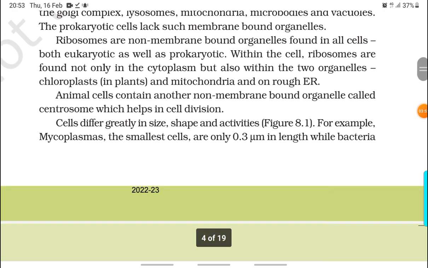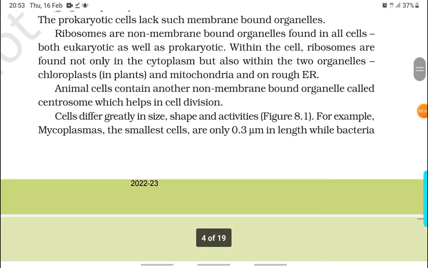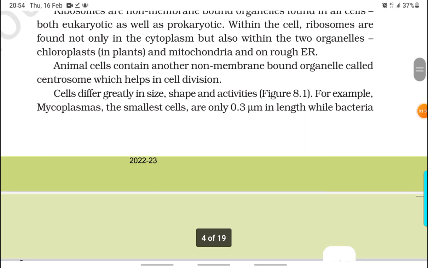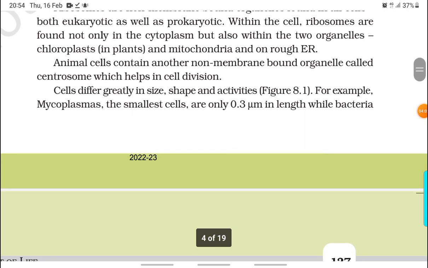Ribosomes are non-membrane-bound organelles found in all cells, both eukaryotic as well as prokaryotic. Within the cell, ribosomes are found not only in the cytoplasm but also within two organelles, chloroplasts in plants and mitochondria, and on rough endoplasmic reticulum. Animal cells contain another non-membrane-bound organelle called the centrosome, which helps in cell division.